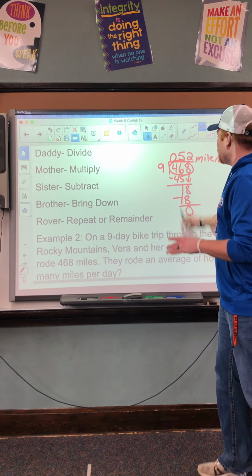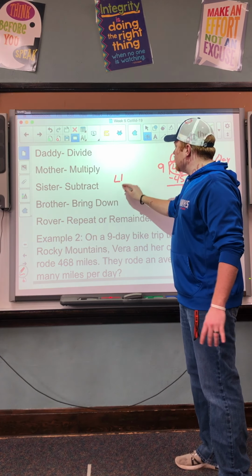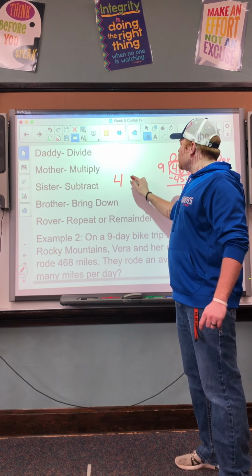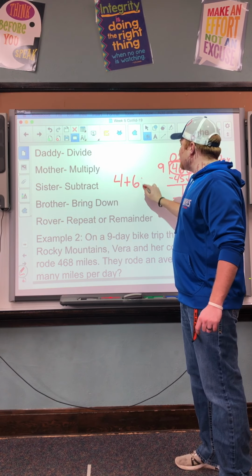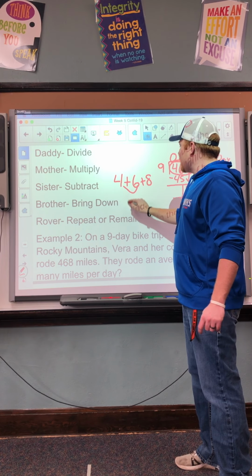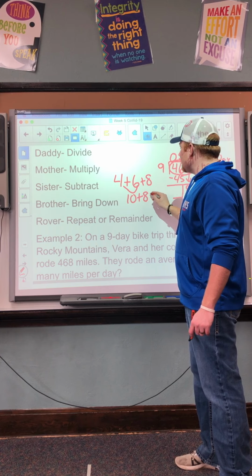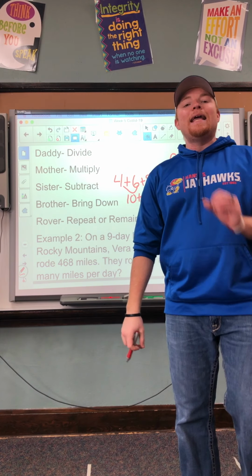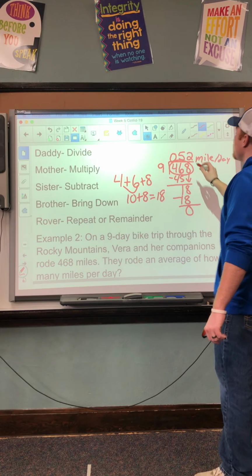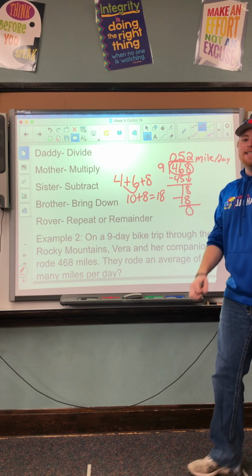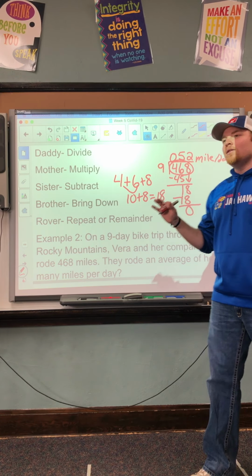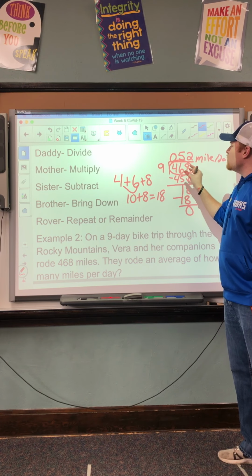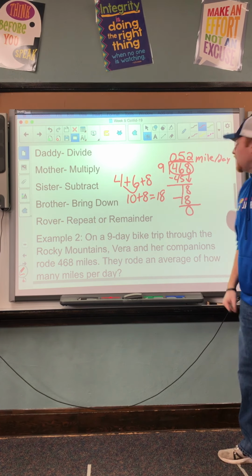Okay, so for example, we have 4, 6, and 8. We would add up those digits, 4 plus 6 plus 8. We would get 10 plus 8 equals 18. Can 9 go into 18? It can. So we know that 9 can go into 468 evenly. Then, since we know that, we can use long division to find out how many times.